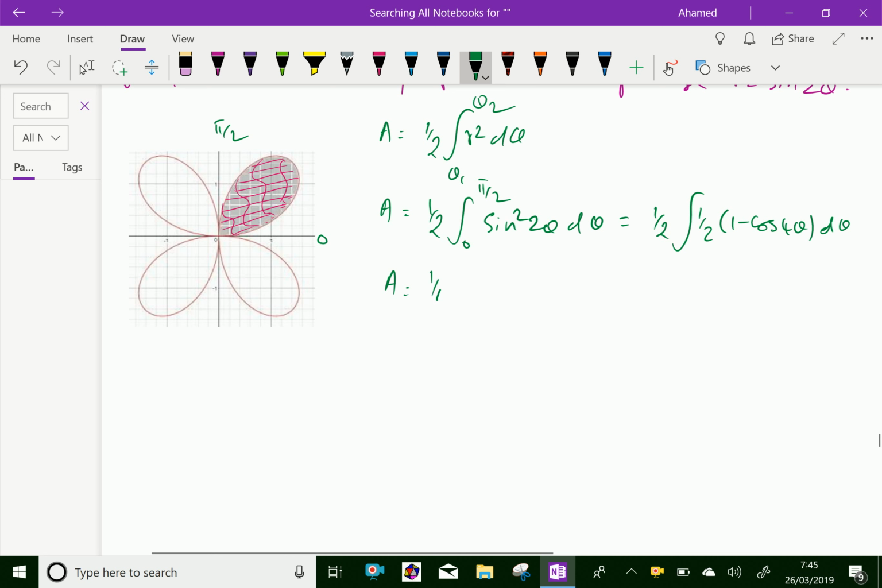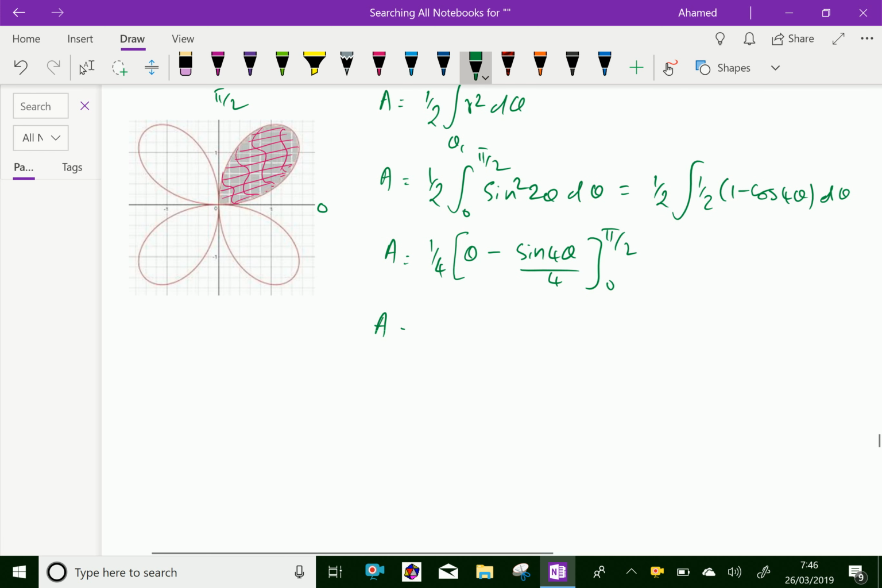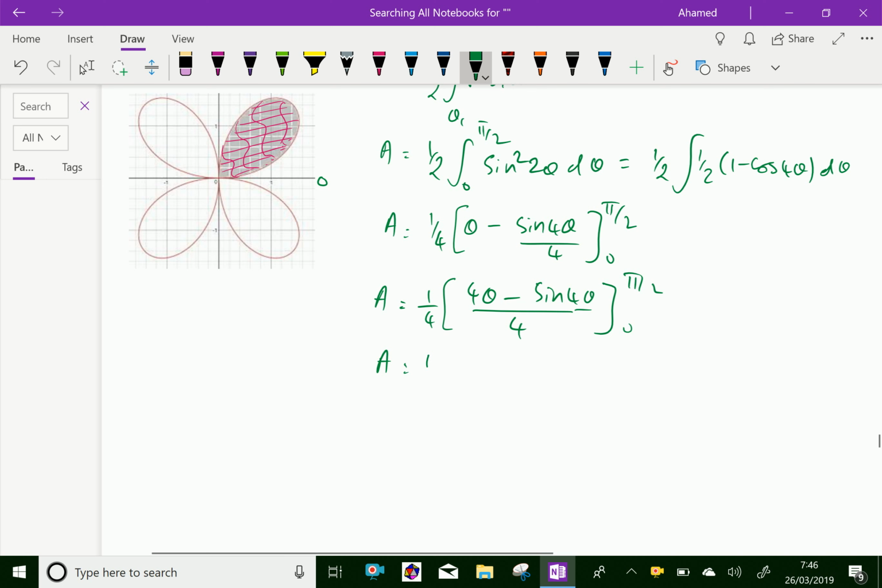First, 1/4 of the integral. The integral of 1 with respect to d theta is theta, minus the integral of cos 4 theta is sine 4 theta over 4, from 0 to pi by 2. Then A equals 1/4, with 4 as LCM, 4 theta minus sine 4 theta from 0 to pi by 2. A equals 1/16. Here pi by 2, substituting for 4 theta, that is 2 pi minus sine 2 pi by 4.